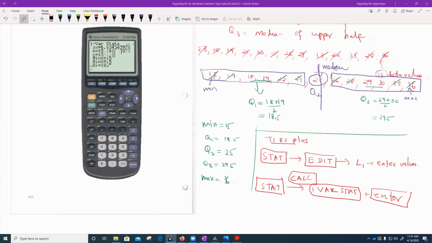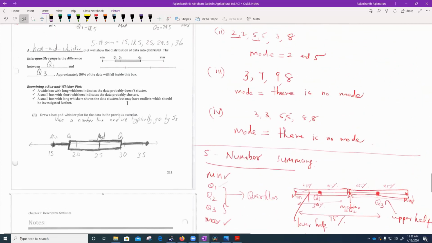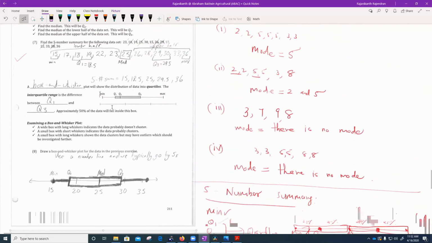Anyway, you are going to use the calculator for the final, so it's very, very effective when you know how to use the calculator, rather than doing it manually. Anyway, now we have two methods to find all five numbers. Does that make sense? Yes. Okay, very good. So that is about all five numbers.